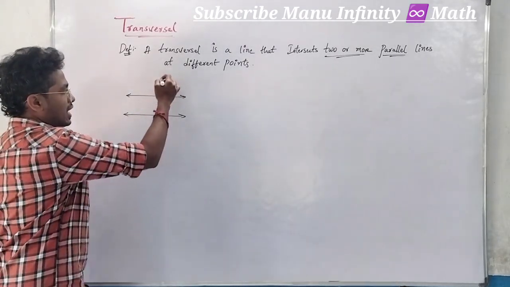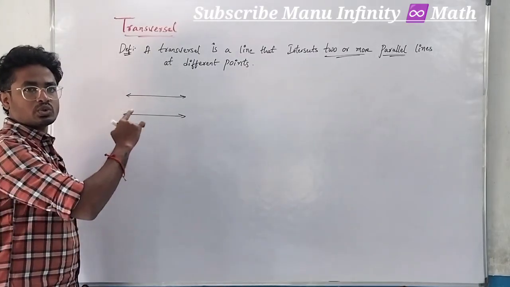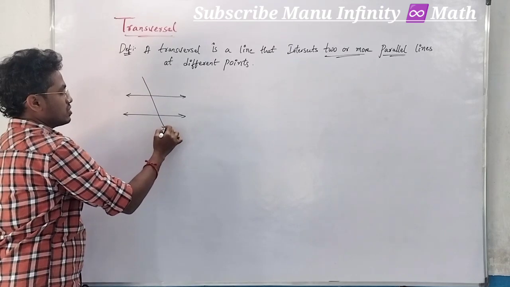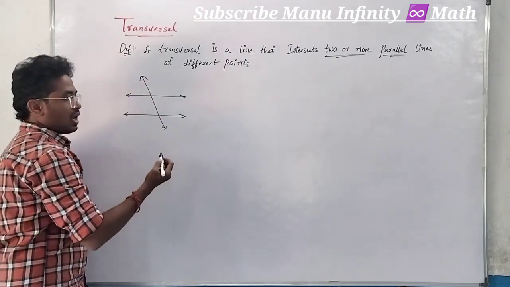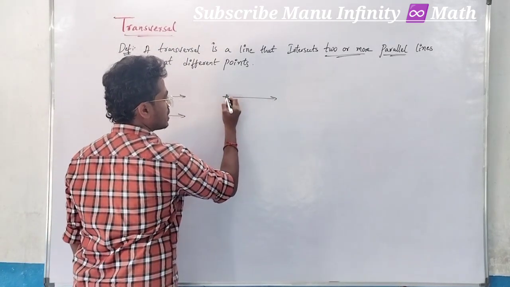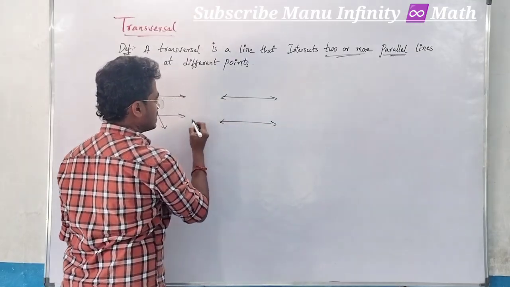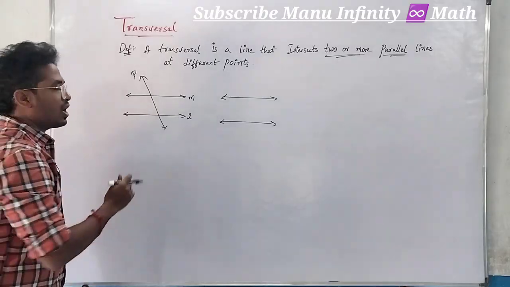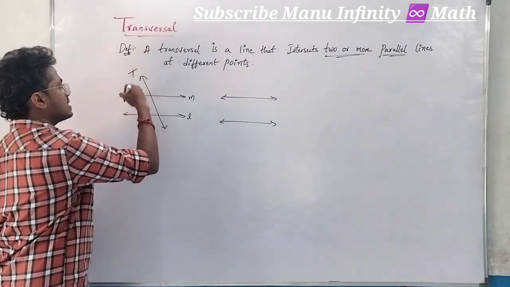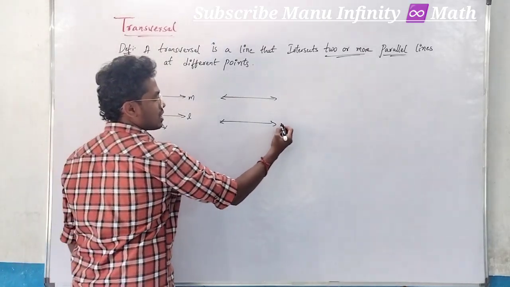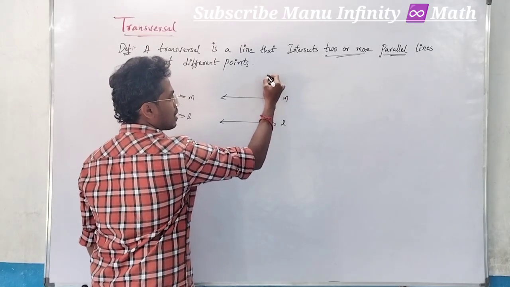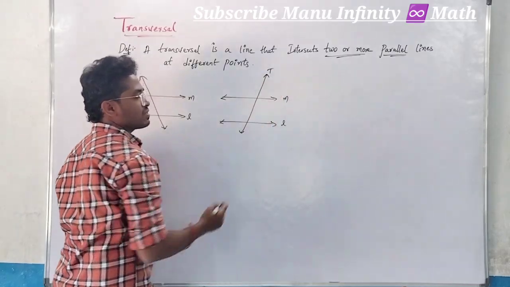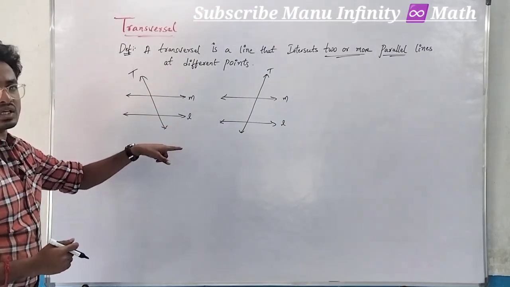Now any line which passes through these two parallel lines is nothing but a transversal. Suppose I draw like this. So this is a transversal. Or I can draw like this. Take these as two parallel lines, line L and line M. The transversal is T. I can also draw the line like this. So this is a transversal. You can draw like this or like this.